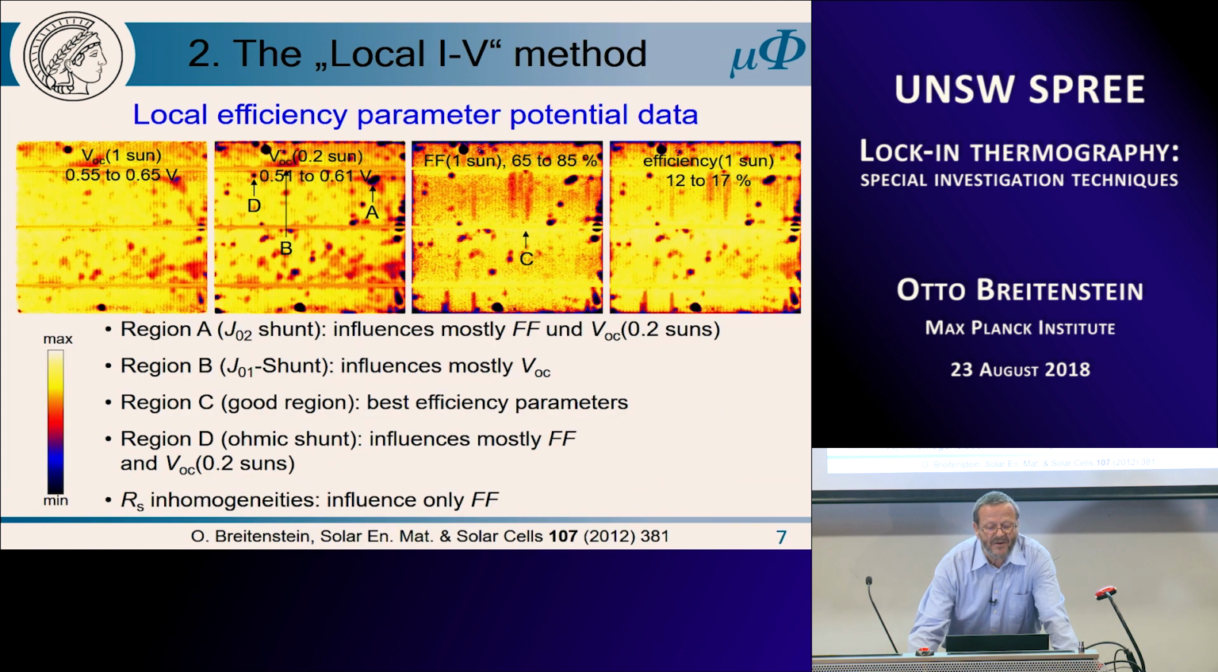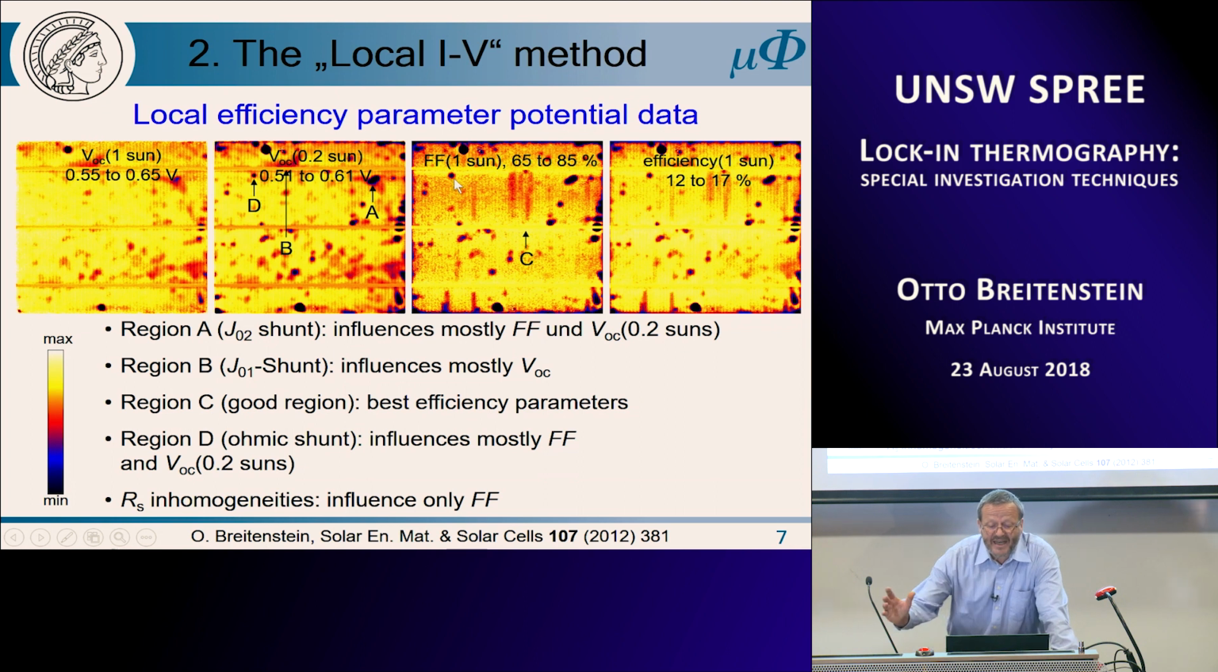So if you have all these parameters, you can calculate local efficiency parameters, for example, VOC. This is all under the assumption that the pixels are electrically separated from each other, so-called potential or expectation values. And then this can be done assuming different illumination intensities. And we see, for example, this point D, which is the weak ohmic shunt, is practically invisible in the VOC image at 1 sun, but it is visible at 0.2 suns. Nicely, you see? And in the fill factor at 1 sun, it is visible.